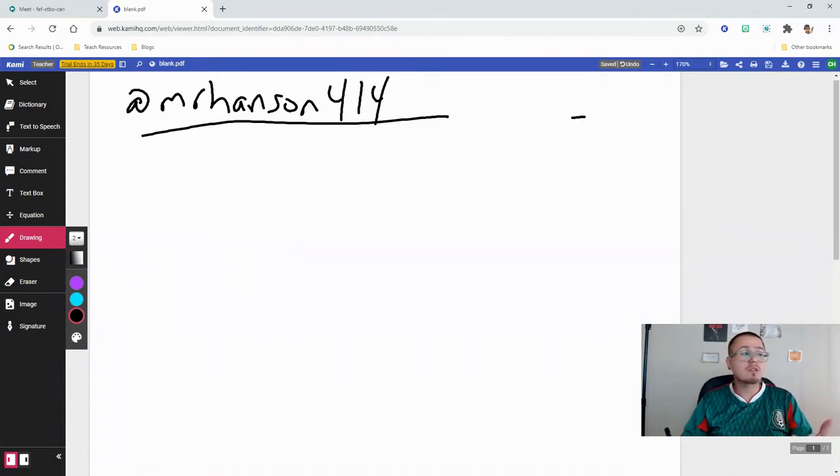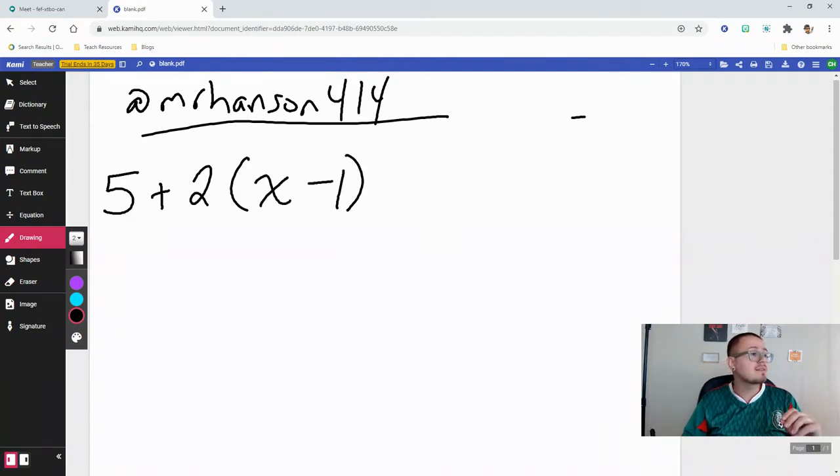So let's just start with simplifying some expressions. I'm just going to do some. Let's get started. 5 plus 2 times the quantity x minus 1. I say quantity because it's more than one thing inside of the parentheses. Let's get a little spicy and throw on an extra 3x. So that is your whole expression.